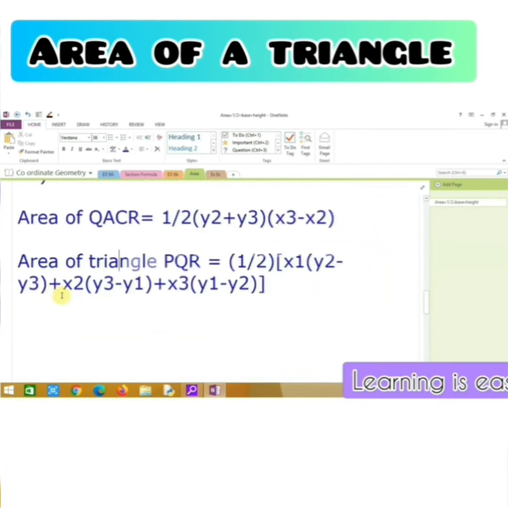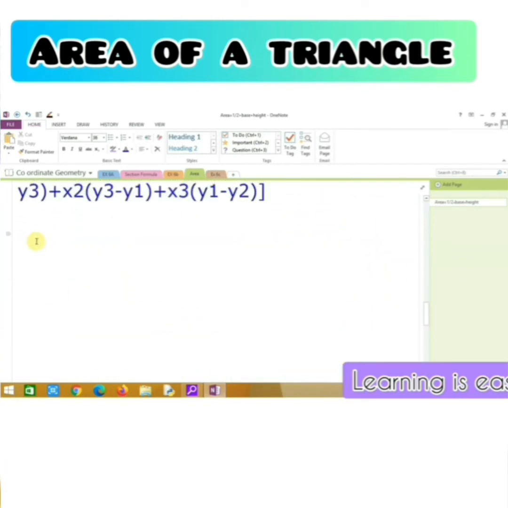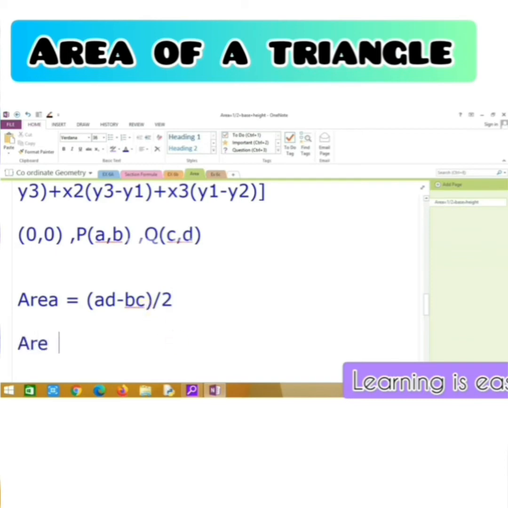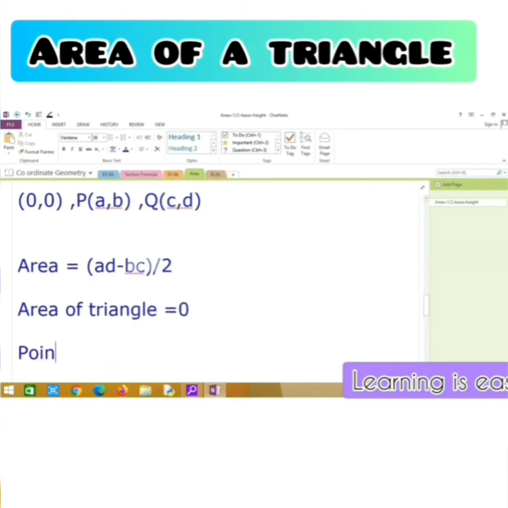If one of the vertices of the triangle is the origin, that's 0, 0, then the area is going to be AD minus BC divided by 2, if the other two coordinates are A, B and C, D. And when the area of the triangle is 0, that means all points are collinear, meaning they all lie on the same line.